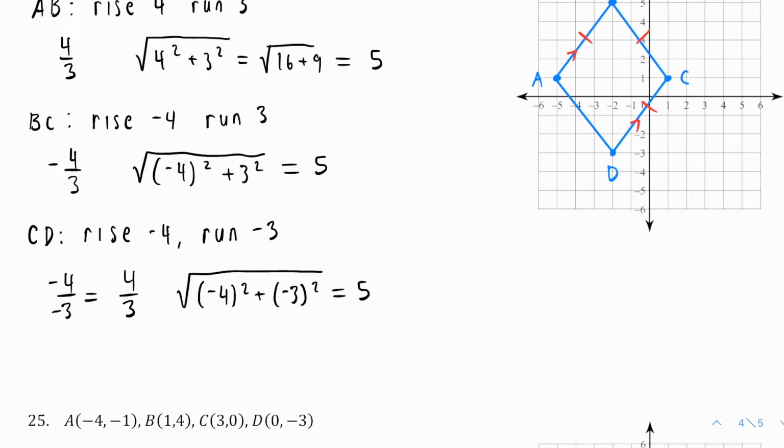What I want you to notice before I go further, these two slopes are opposites, but they are not reciprocals. So we do not get a 90-degree angle here. So this is not going to be any kind of rectangle.